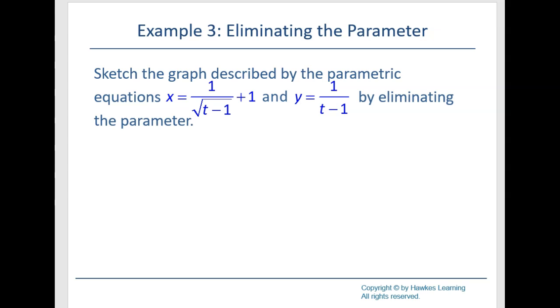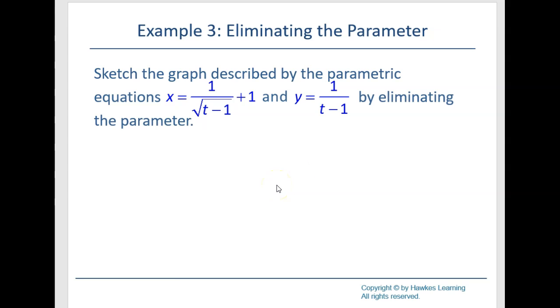Alright guys, let's look at an example of something called eliminating the parameter. So what does it mean to eliminate the parameter? In these parametric equations, t is the parameter because x depends on t and y also depends on t. So the parameter t is eliminated if we get a new equation that only contains y having to do with x, or vice versa, x having to do with y.